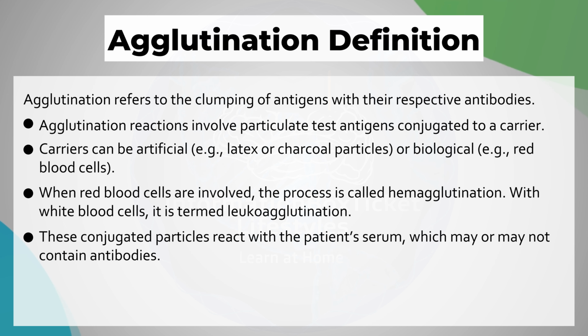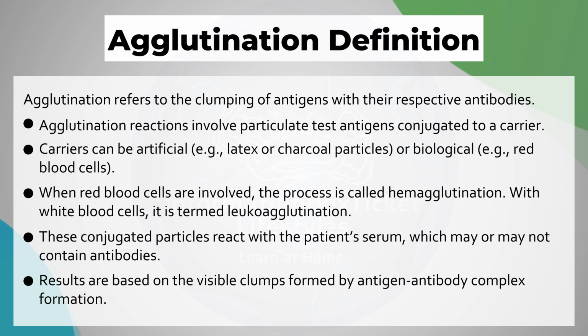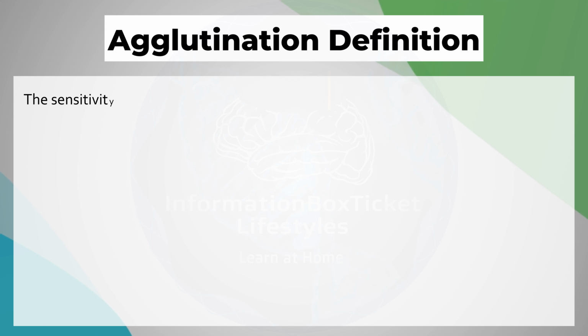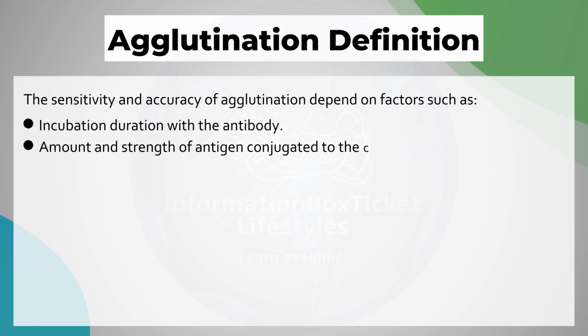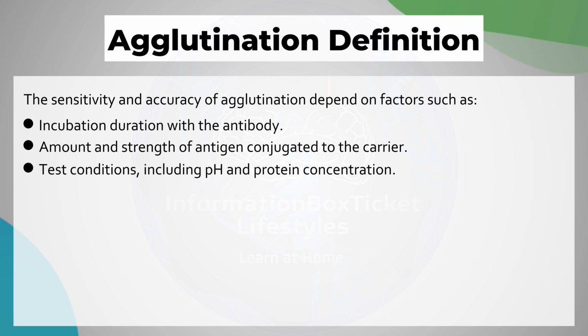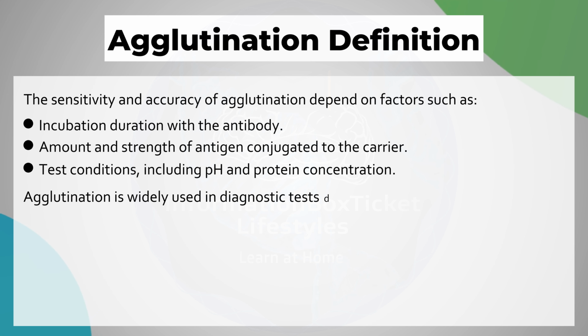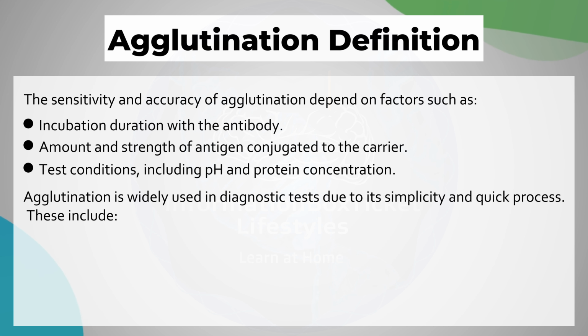These conjugated particles react with the patient's serum, which may or may not contain antibodies. Results are based on the visible clumps formed by antigen-antibody complex formation. The sensitivity and accuracy of agglutination depend on factors such as incubation duration with the antibody, amount and strength of antigen conjugated to the carrier, and test conditions, including pH and protein concentration. Agglutination is widely used in diagnostic tests due to its simplicity and quick process.